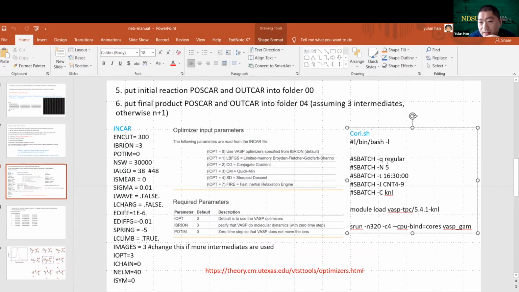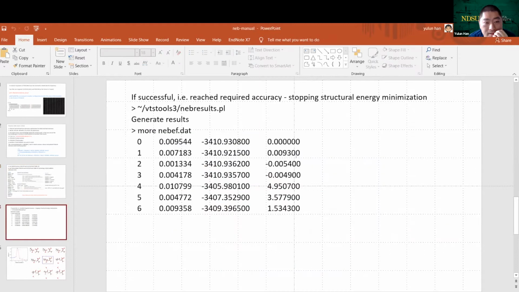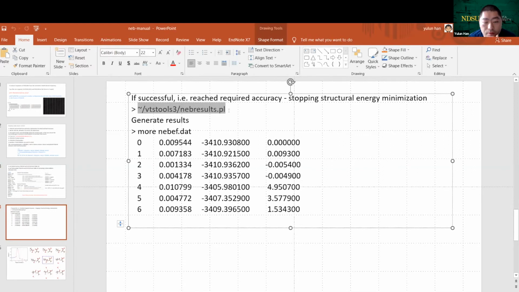And the right side, this is the script for job submission. So I guess we need to pay attention to this line. Instead of our traditional job submission, we use a different version of that. If your job is successful, then you can use this command to process the output. So here is an example. Basically, the second column is the force, the third column is the total energy, and the final column is the relative energy.